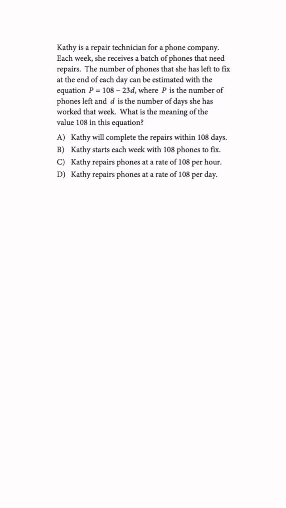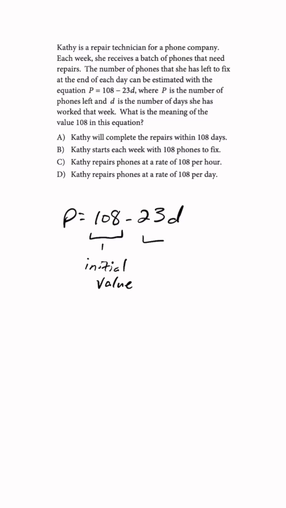So they give us the equation P equals 108 minus 23D. In other words, P is the number of phones that we have left at the end of each day, and we're starting with 108 phones. So that's going to be kind of like our initial value. And then we're subtracting 23 times D. So that means each day Kathy can repair 23 phones. So I'm going to say that 23 is the number of phones repaired each day. Okay, so let's look at the answer choices.